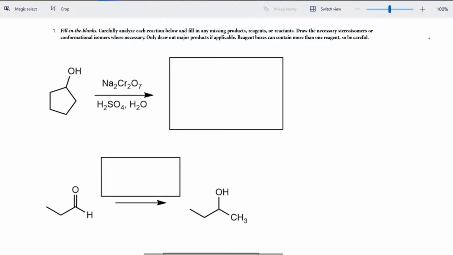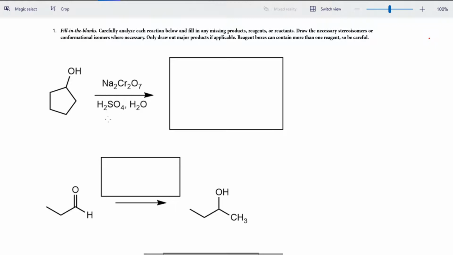Okay, so let's get started on the second question, which involves filling in the blanks. Now, the blanks could be the end product, it could be the starting reagents, it could be the reactants. It doesn't matter. As long as you can analyze a reaction the right way, you should be able to get anything out of it. So the first reaction we have over here involves a hydroxyl group, a secondary hydroxyl, and treating it with chromic acid, H2SO4, and H2O.